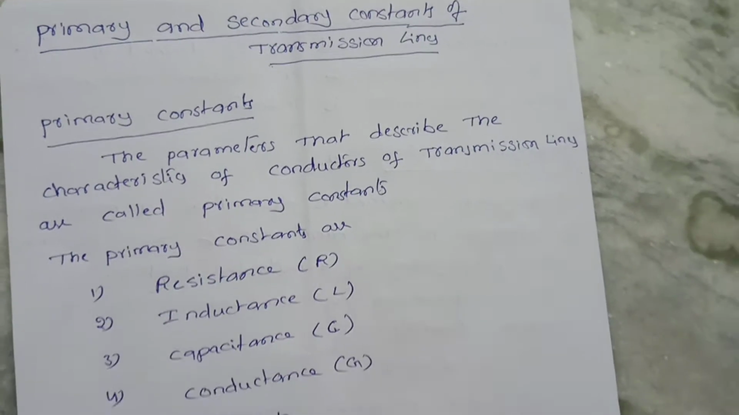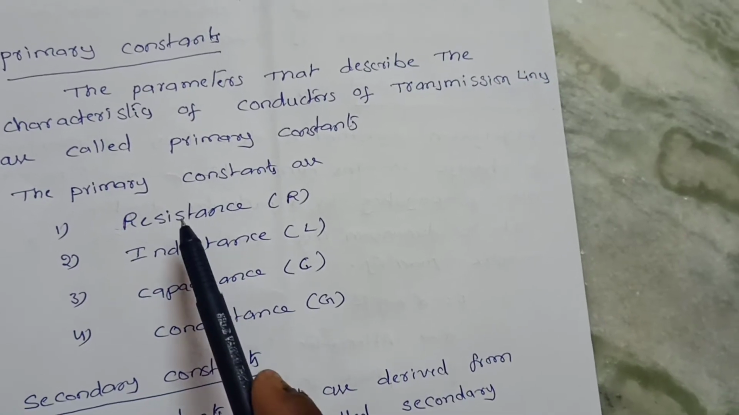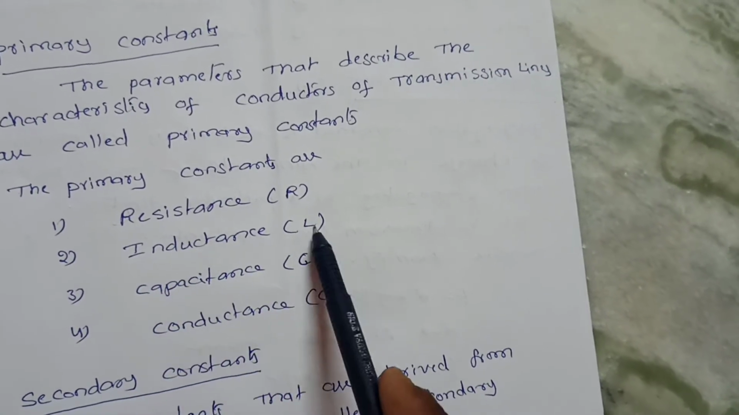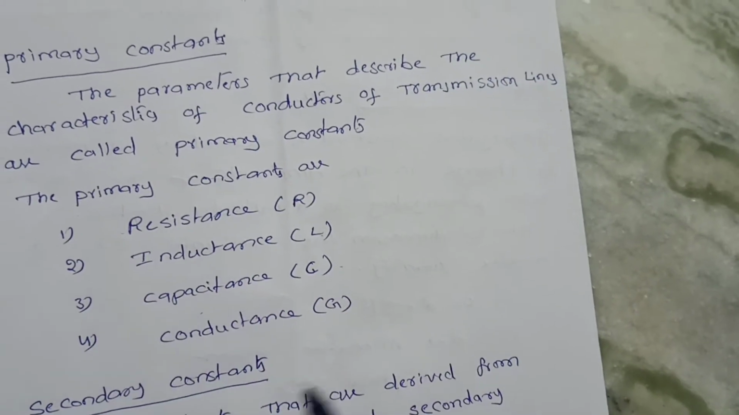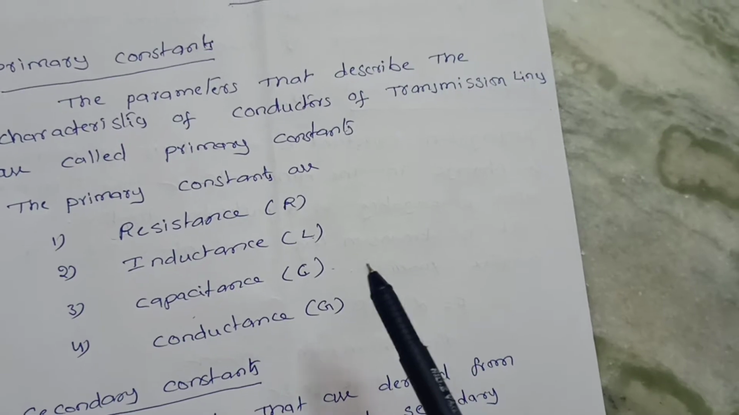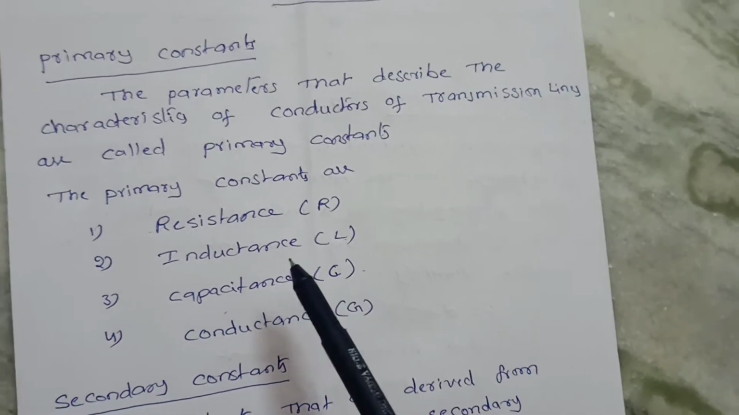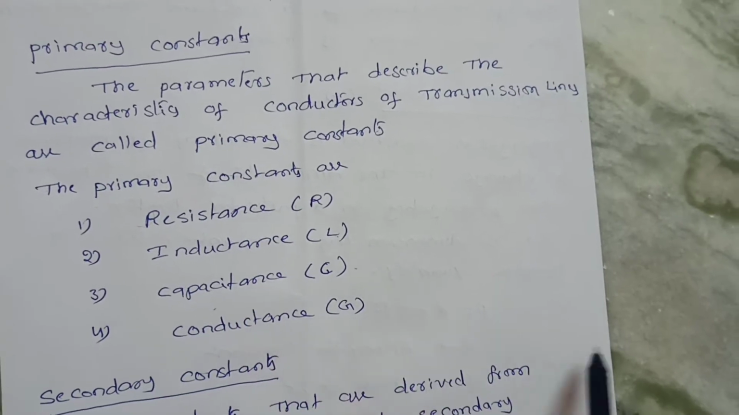These primary constants are basically four: resistance, inductance, capacitance, and conductance. These four parameters describe the characteristics of transmission lines. That's why these parameters are called primary constants.